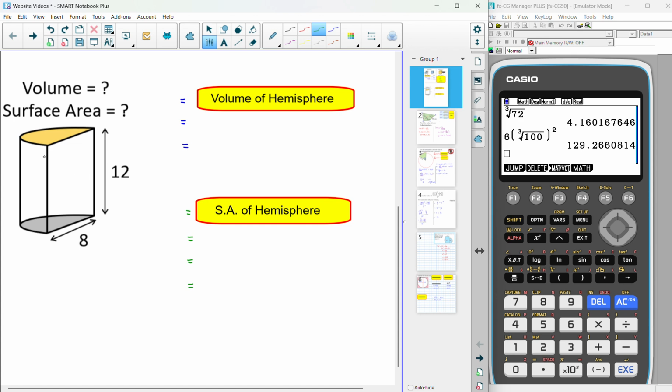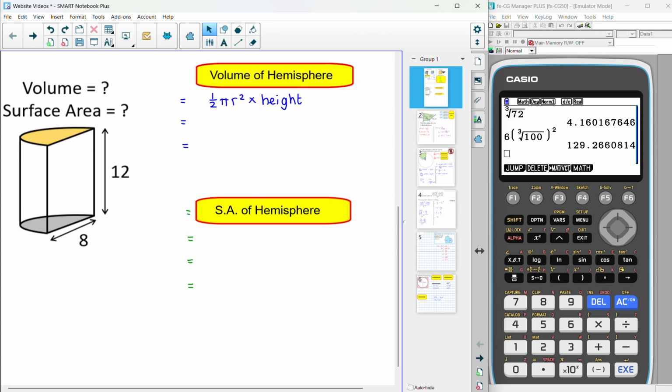Over here we have a shape. It's half of a cylinder, which is a hemisphere. So think of the top being a circle, but it's been split up into 2. So that's going to be a semicircle at the top. So to work out the volume of a hemisphere, what we're going to do, you get half a circle. The area of a circle is going to be pi r squared, times it by half, and then you need to multiply by the height.